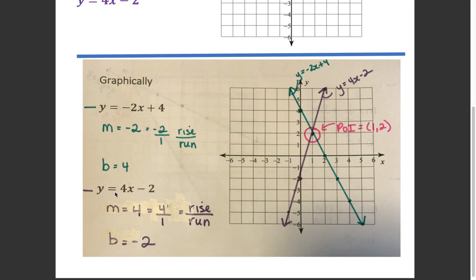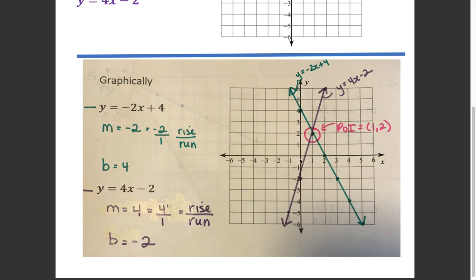I did the same thing for y equals 4x minus 2. So I picked off my slope. It's the number attached to my x, which is my 4. I know that's the same as 4 over 1, so my rise is going to be 4 and my run is going to be 1. And my y-intercept is going to be negative 2, the number that's tagged on by itself there.